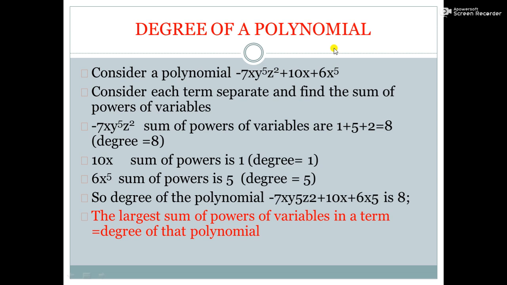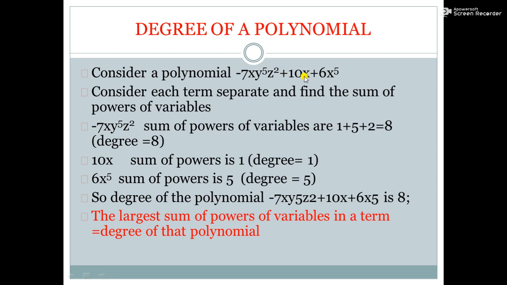Degree of a polynomial. Consider a polynomial minus 7xy the whole raised to 5 z square plus 10x plus 6x raised to 5. First we have to consider each term separately. First term is minus 7xy the whole raised to 5 z square, and then we have to take the sum of powers of variables. That is, the power of x is 1, power of y is 5 and power of z is 2 and the sum is 8. So, we can say the degree of this term is 8.